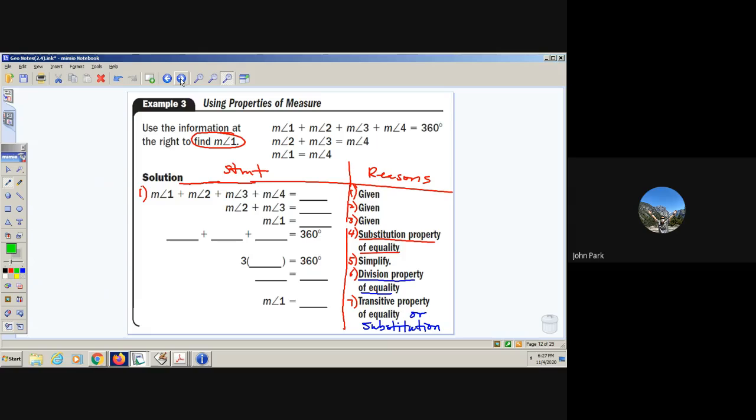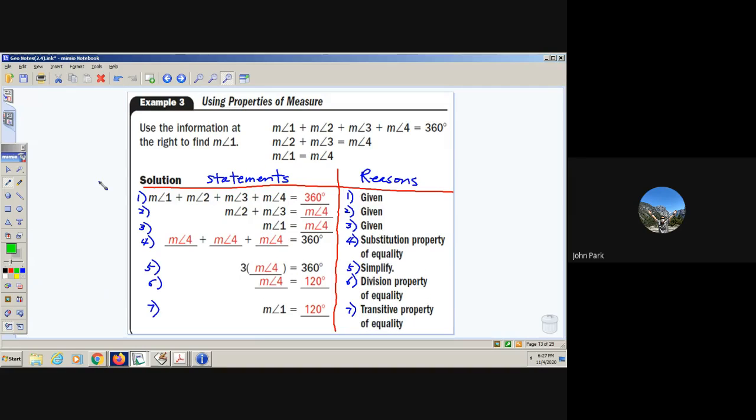This happens to be a little long proof, but not every proof is going to be this long, right? But let's see how we do this one here. So we're trying to find the measurement of angle 1 given this information here. So we're given a lot of information here. We're given 3 equations, right?